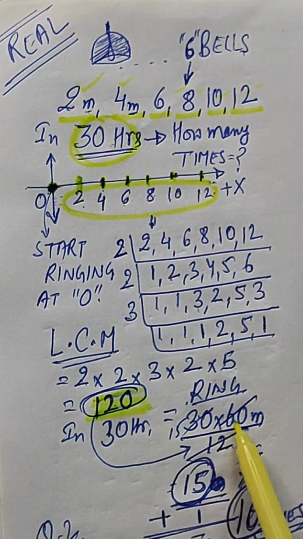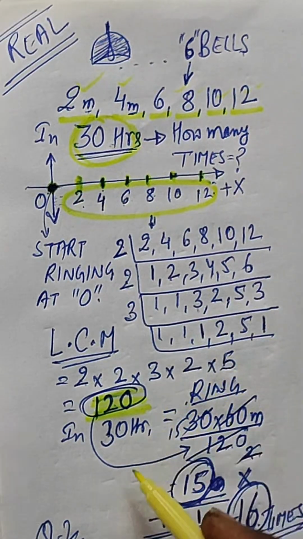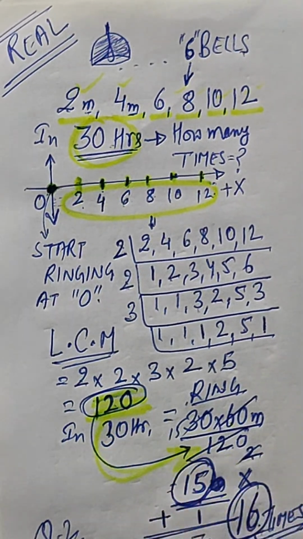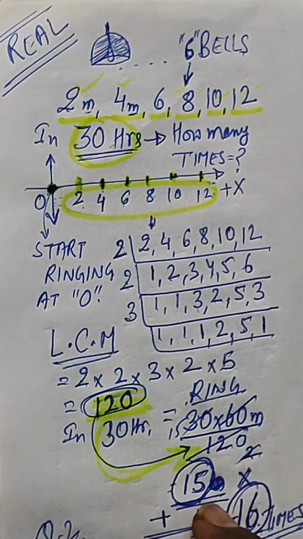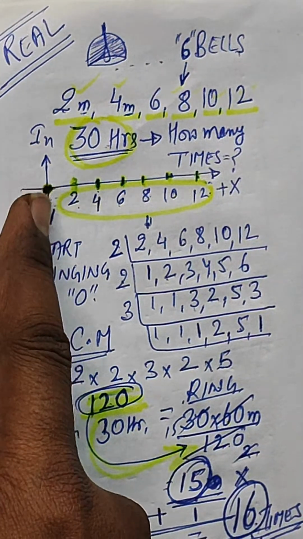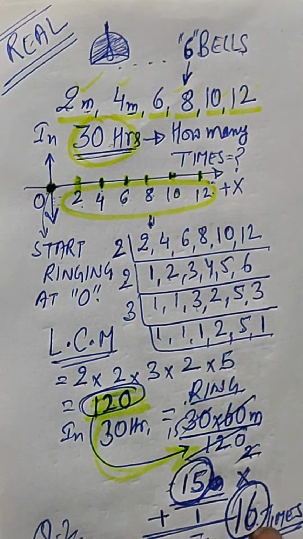So 30 into 60, you can see 1800 minutes are there. So 1800 minutes is to be divided by your LCM of 120. You can see 120 is there, right? You'll get the answer 15, but this is not your right answer, because the bell started from the origin. So this one count should be considered. That's why I added 1, and the final answer is 16.